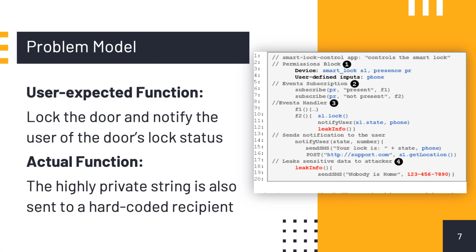So the problem being tackled here is that users are unaware of how their information is being handled. It's very sensitive. For example, in this scenario, there's a little function of how a smart door lock is working. The user thinks all the IoT application and device is doing is locking the door and letting the user know the status of the door lock. What it's actually doing is there's a function called leak info that lets a third party hard-coded contact know that nobody's home. This is just an example of a potential issue that might arise.